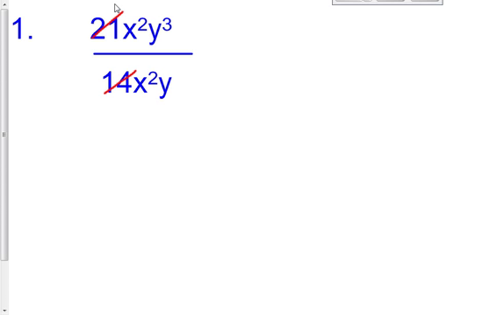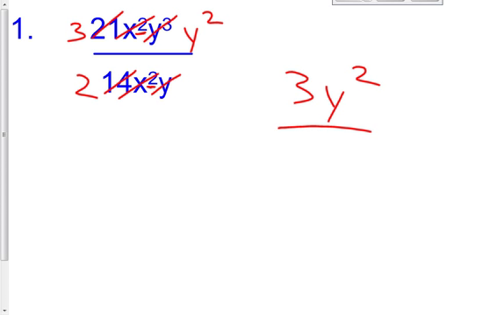So 21/14, 7 goes into both of those. 7 goes into here 3 times, and 7 goes into here twice. 21/14 is the same thing as 3 halves. Now remember our rules from chapter 5: when we have common bases and we divide, we subtract our exponents. So 2 minus 2 is 0, so we just have x to the 0, which basically disappears. X squared divided by x squared is 1. And y cubed divided by y to the first is y to the second in the numerator. So now we're just going to write down what we have left. It's 3y squared in the numerator divided by 2 in the denominator. So that's how you do problem number 1.